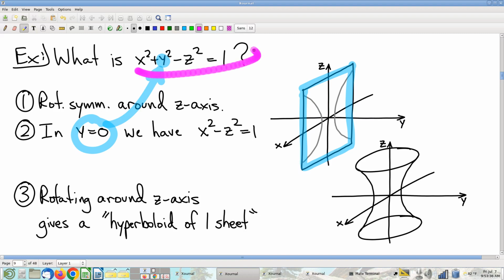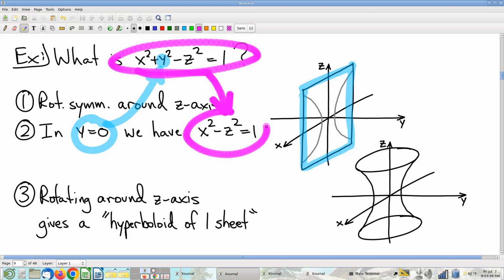The cross-section then is this. X squared minus z squared equals 1. Easy algebra. Just plugging in y equals 0. Nothing to it. Now the hard part, you do have to remember back to high school algebra 2 or whatever they call it these days where you studied hyperbolas.